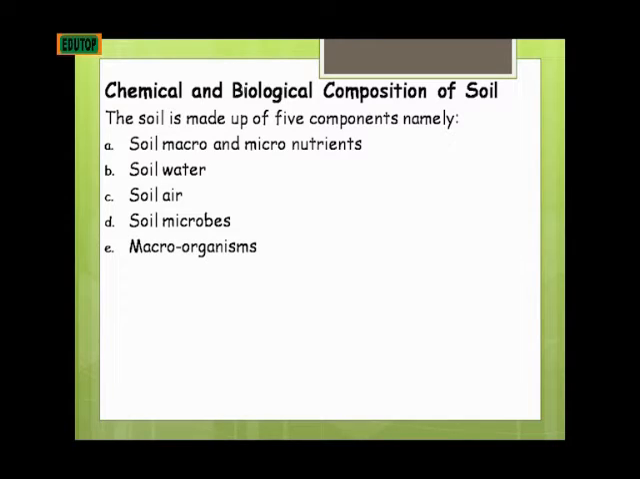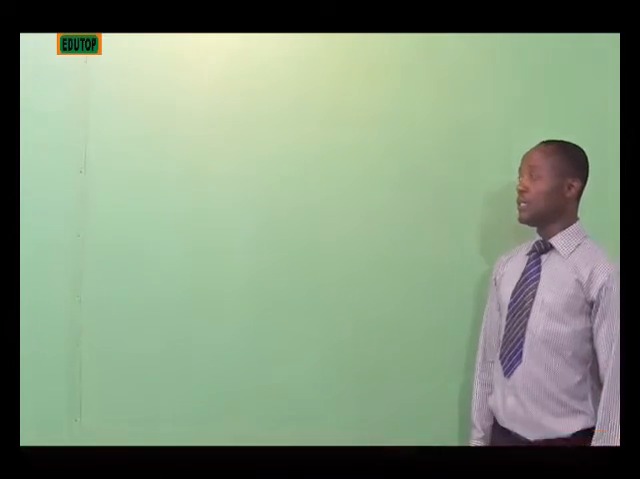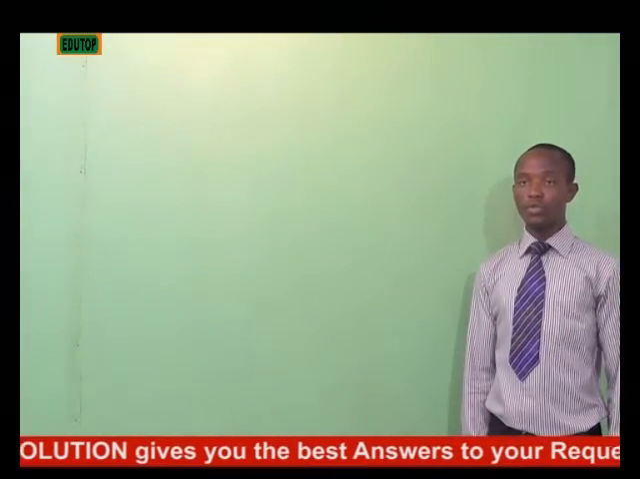That is what the chemical and then what makes up our soil. The soil is made up of 5 components, namely the soil macro and micro nutrients. Then the second one is the soil water, the third one is the soil air, the fourth one is the soil microbes, while the last one is the macroorganisms. Then we'll look at the explanation of each, that is how each makes up our soil.